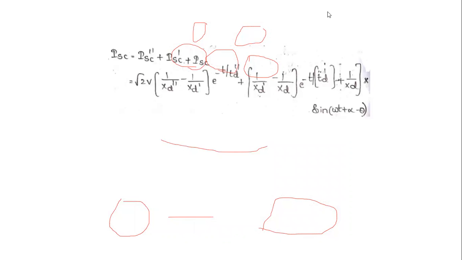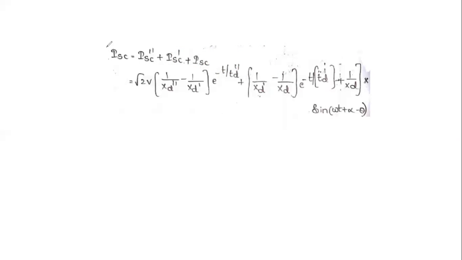Therefore, we write the formula for that. The short circuit current is equal to ISC double dash plus ISC dash plus ISC. Up to the first term is the subtransient period, after that the transient period. Then it will be considered as root 2 V, which is the RMS value for that voltage.